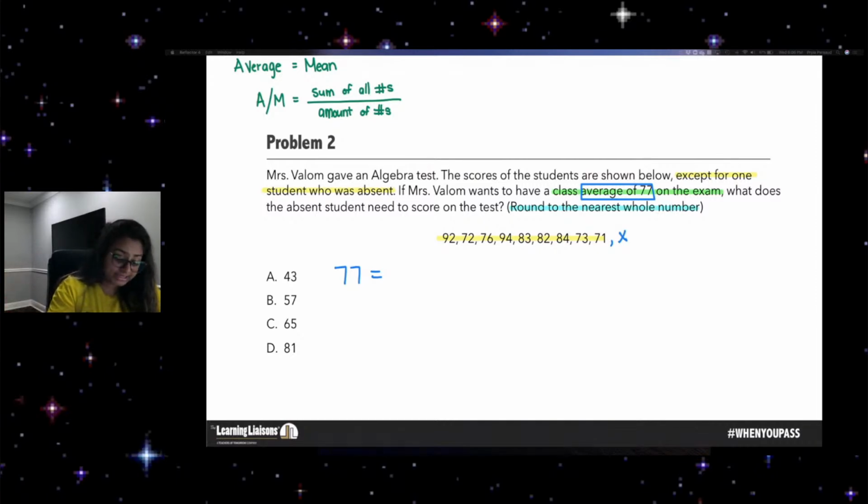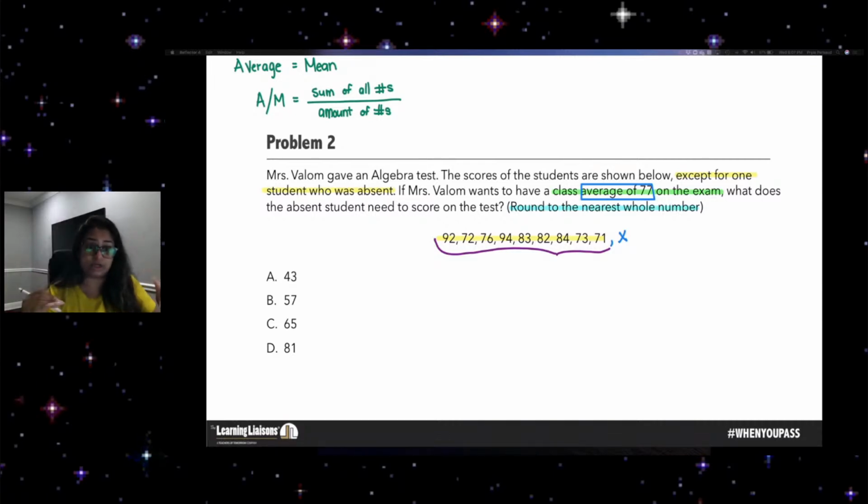So before I get started, I'm going to back up a little bit and do the sum of all of these numbers. So add 92, 72, 76, 94, 83, 82, 84, 73, and 71. Put it all in your calculator or write it all out. Give us the sum. The sum should be 727.